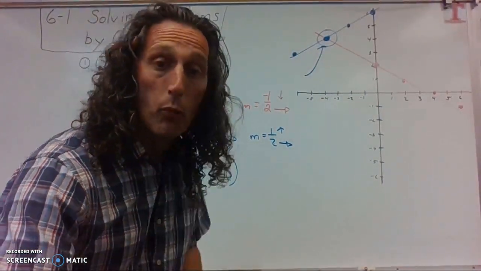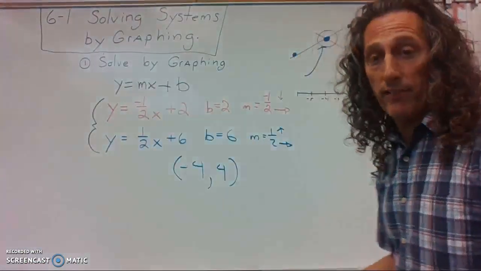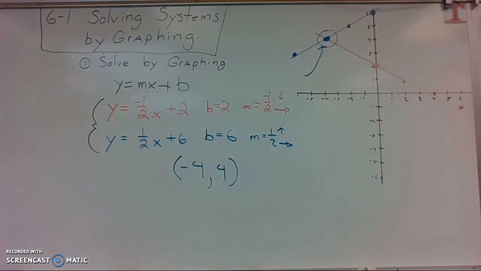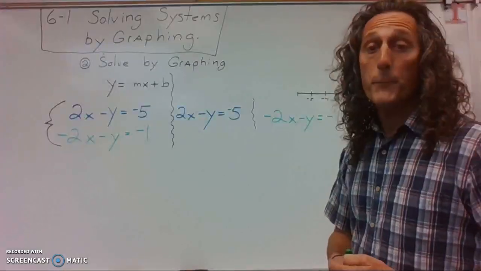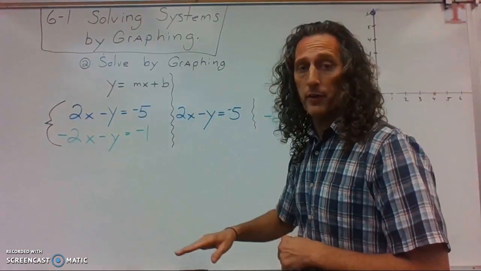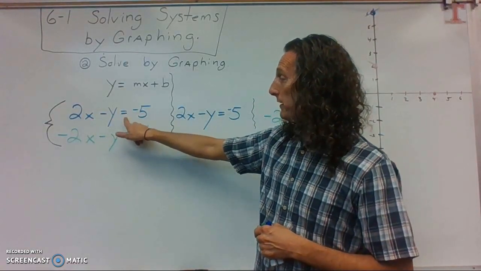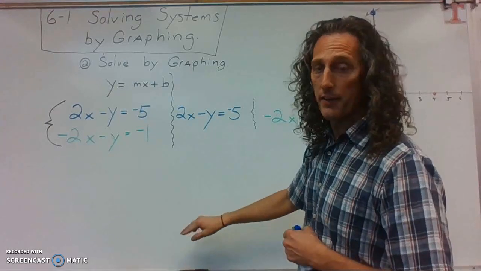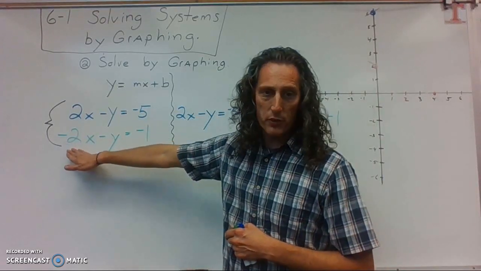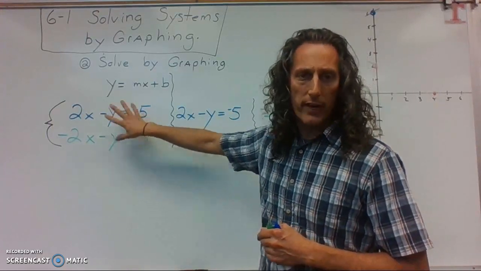All right, we'll do one more problem. So make sure that you do have everything copied down. All right, so we're going to be doing number 2. Go ahead and write down this system. So it's 2x minus y equals -5. And then this one says -2x minus y equals -1. Okay, so write that down.